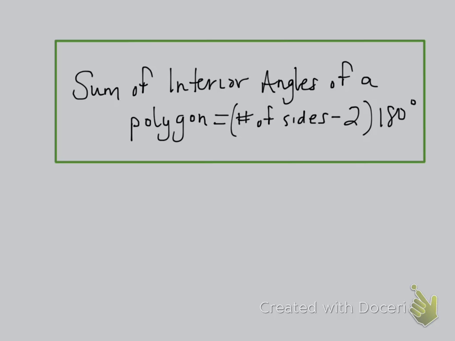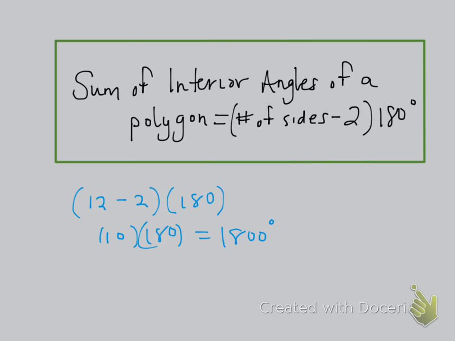Okay, so if you have a 12-sided figure and you want to know the angle measure, you would simply take 12 minus 2 times 180. So if you have a dodecagon, you do 12 minus 2, which is 10, times 180. And the degree measure for a dodecagon, all dodecagons, is going to equal 1800 degrees. So for every dodecagon, you're going to have 1800 degrees.